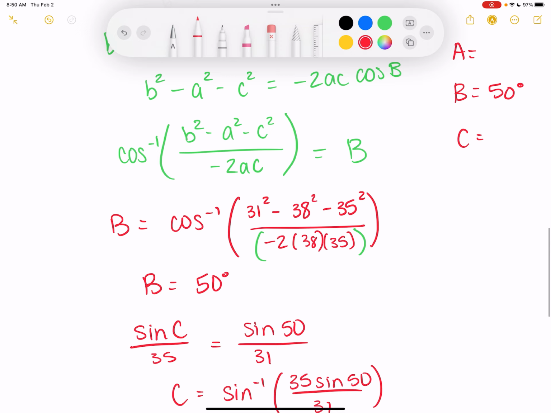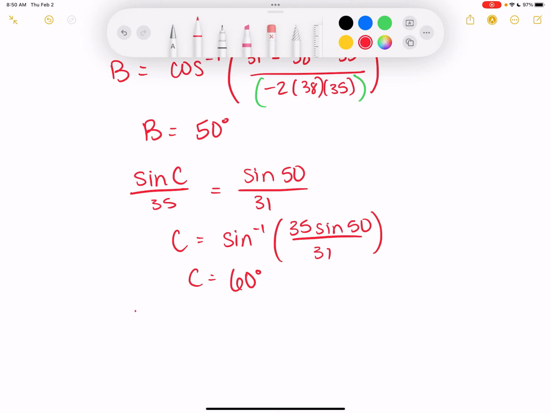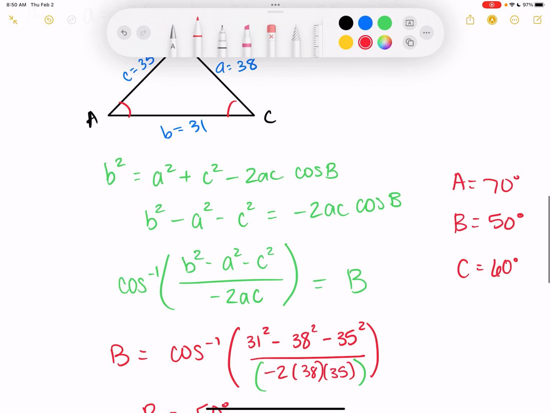That's 60. And then lastly, we can do A: 180 minus 50 minus 60. That would be 70 degrees. And so those all ended up like they should in terms of smallest side, smallest angle, and so forth.